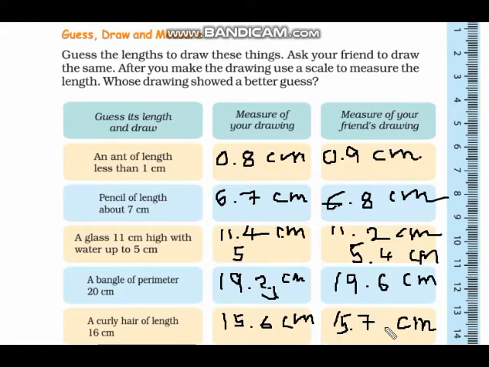Children, this is one type of activity you can play with your friend. Here first you have to guess the length of different things like ant, pencil, glass, bangle and curly hair. Then you draw these things without measuring, and your friends will also draw these things without measuring. After drawing these things, measure your drawings with a scale and then check whose guess is better and whose guess is nearer to the actual length of the things.